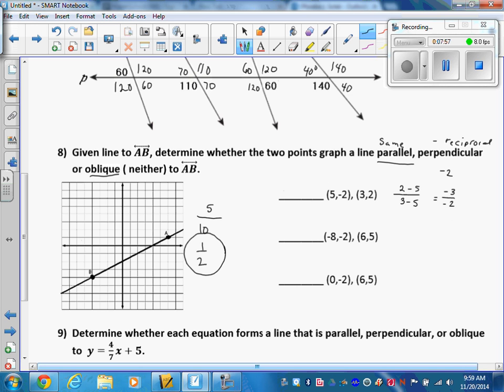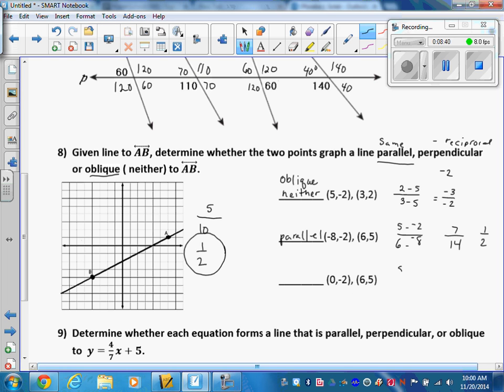So what is this one? Neither? Now I'm going to do the slope of this one. 5 minus -2 over 6 minus -8. So 5 plus 2 is 7, and 6 plus 8 is 14. So this is 1/2. So this one is going to be parallel. And we actually should call this one oblique because that was our choice.